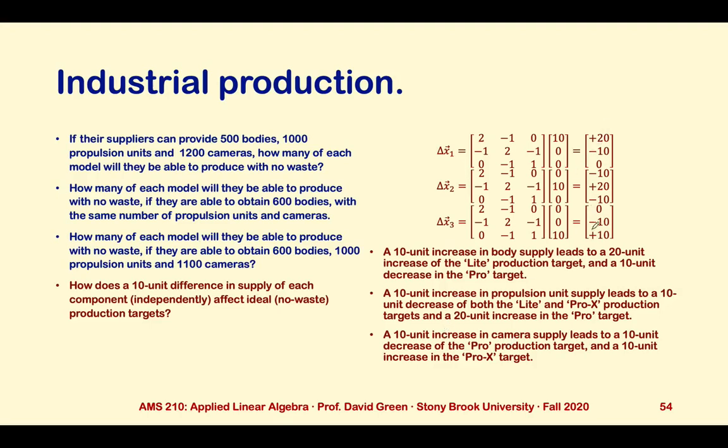Decreases would simply change the sign of this. Combinations of different quantities of change would simply scale the values. A 20-unit increase would just double these values, for example. And changes in multiple supplies can be found by linear combinations of these changes.